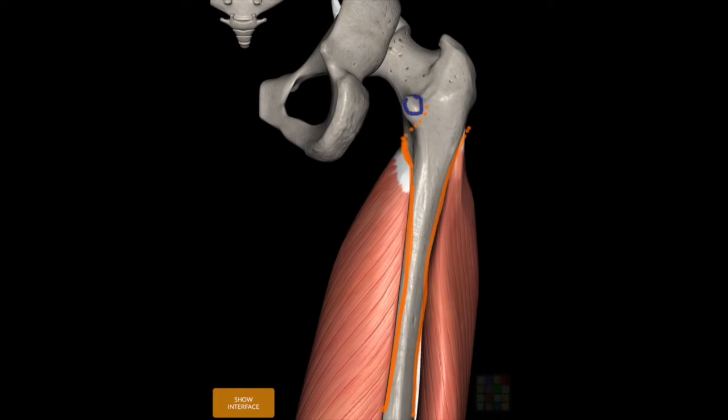Iliopsoas would be attaching here, the lesser trochanter, and pectineus would be attaching here, the pectineal line. The minority of the fibers of gluteus maximus would be attaching here into the gluteal tuberosity, which also merges with the lateral lip of the linea aspera. And again, these lines can be confusing, but you can find your way with G for gluteal tuberosity, P for pectineal line, and S for spiral line. So GPS to help find your way if you're walking backwards.